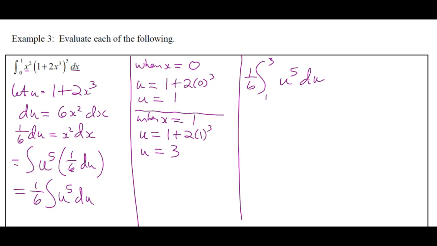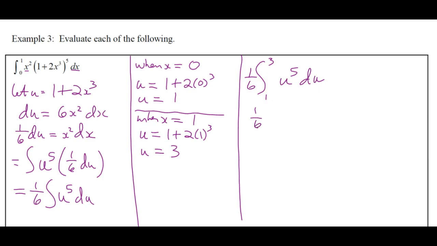Okay, so when x is 0, the lower bound, we substitute in and we get u is 1. When x equals 1, we substitute in and u is equal to 3. So if I'm going to do the definite integral with respect to u, I have to do it from the bounds of 1 to 3, not 0 to 1. 0 to 1 is for x's; this is for u's. Okay, now it's a lot easier to work this out.